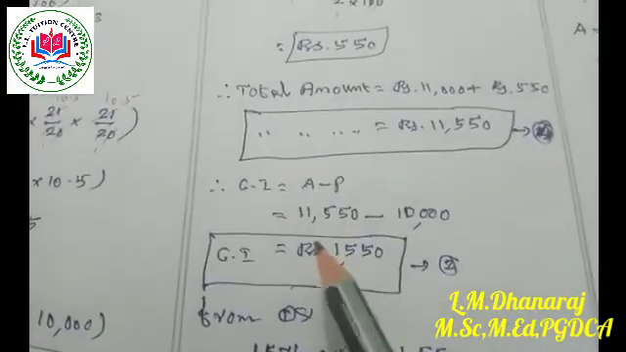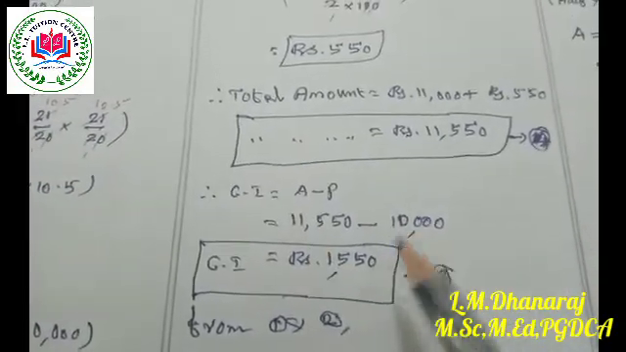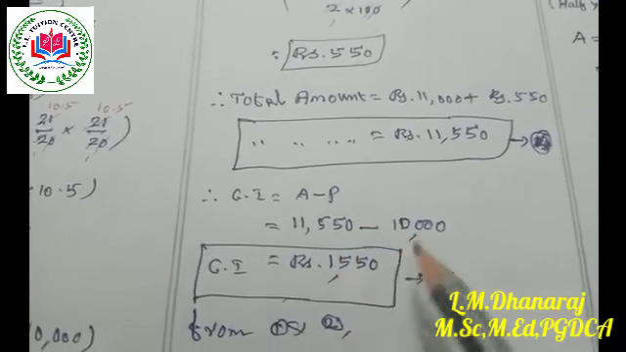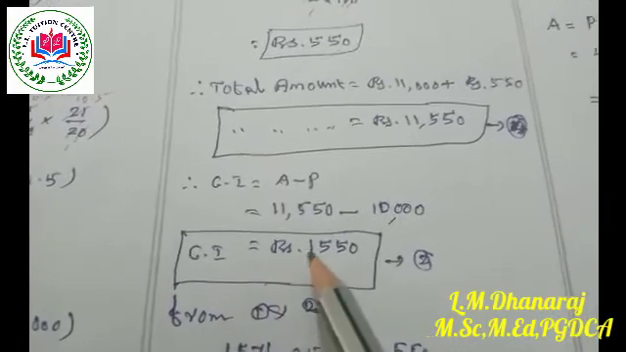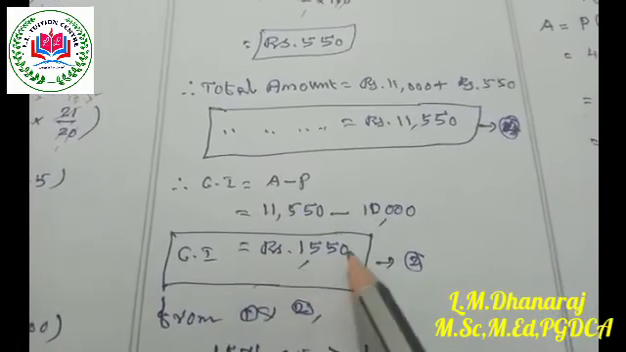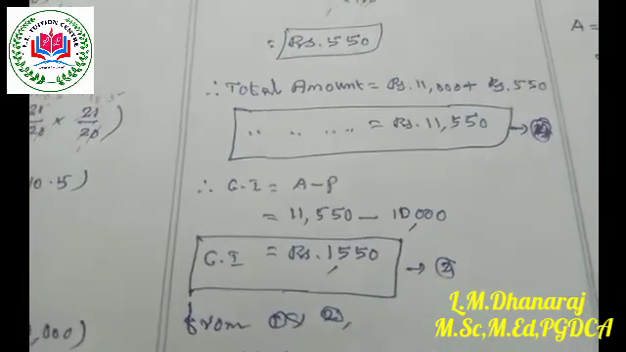Compound interest is equal to amount minus principal. So the amount is 11,550 minus 10,000. So compound interest is 1,550. Make it as equation number 2.